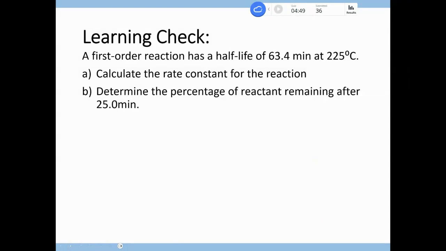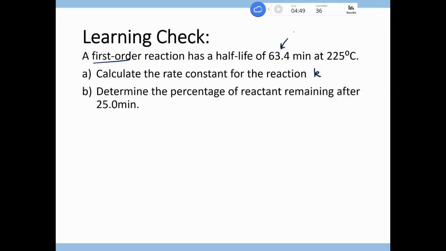So a first order reaction has a half-life of 63.4 minutes at 225 degrees Celsius. We are calculating the rate constant. Remember what that letter is? Rate constant, k, for this reaction. And after calculating the rate constant, determine the percentage of the reactant remaining after 25 minutes.